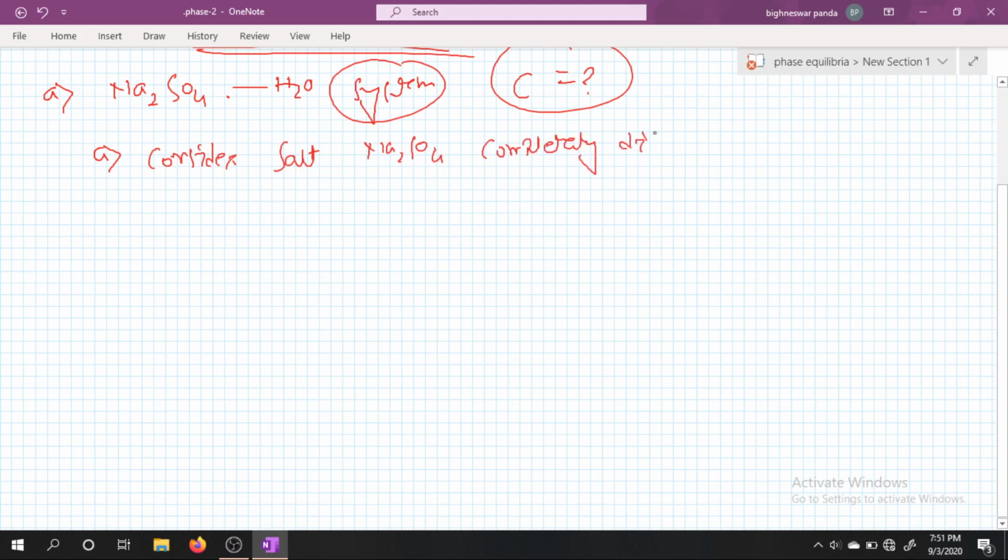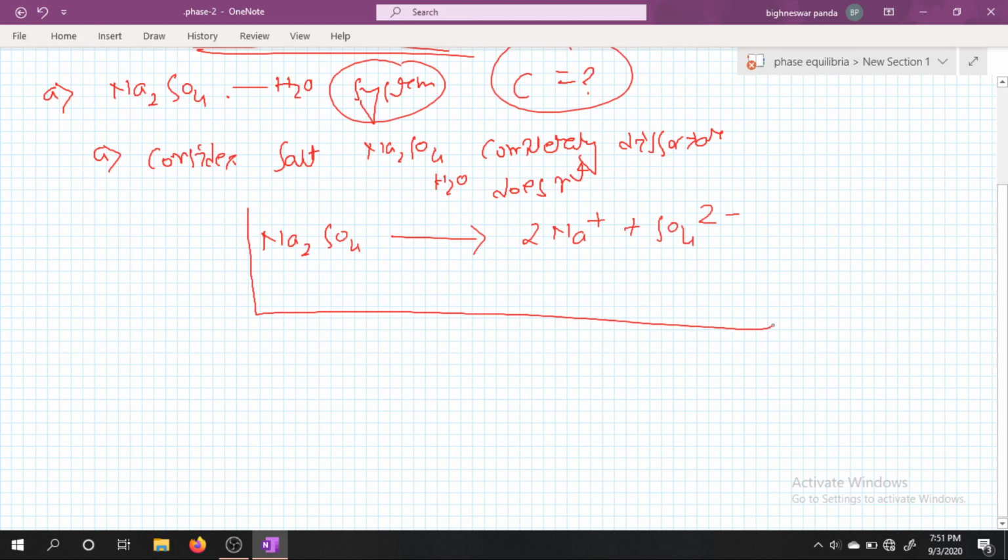completely dissociates, H2O doesn't, water does not dissociate. So if Na2SO4 completely dissociates, then I have 2Na plus and SO4 2 minus, and this is present with water, but water does not undergo dissociation. So how many species are present here? Species number 1, 2, 3 and 4. So here n equal to 4.